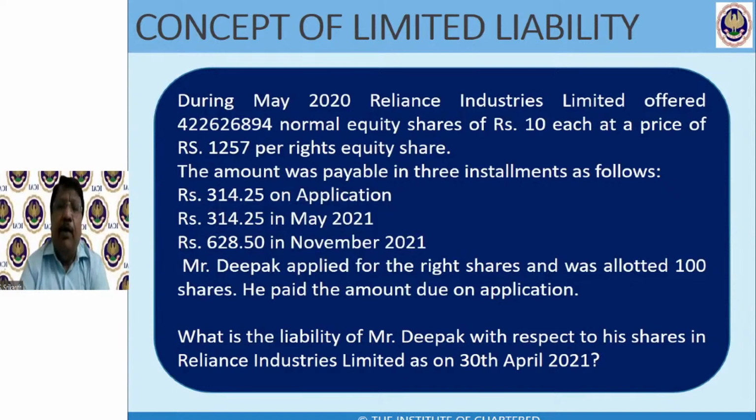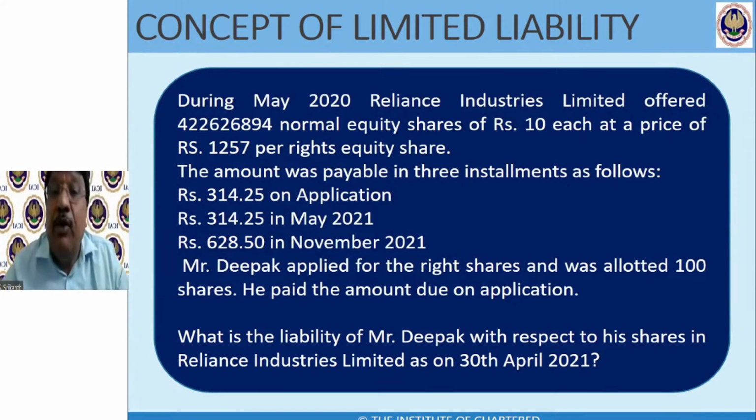During May 2020, during the peak of the pandemic, Reliance Industries Limited, this is a real example, offered 42 crore 26 lakh 26,894 normal equity shares, meaning equity shares. Why the word normal? When you come to share capital, I will tell you. Or when I talk about shares, we will tell you about companies with differential voting rights versus normal. So these are normal equity shares of rupees 10 each at a price of 1,257.